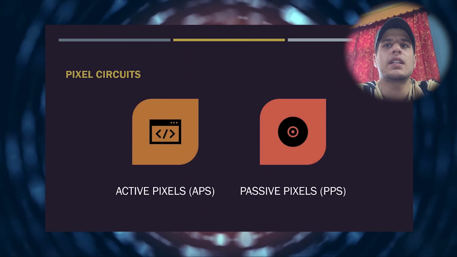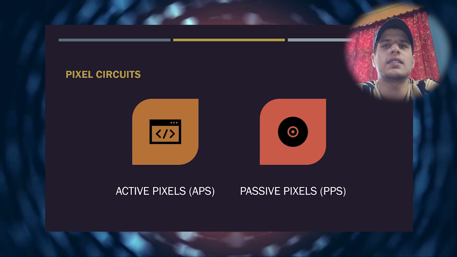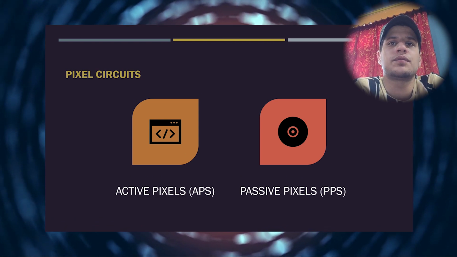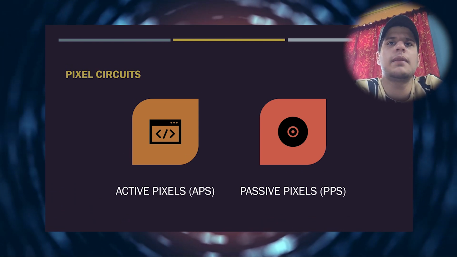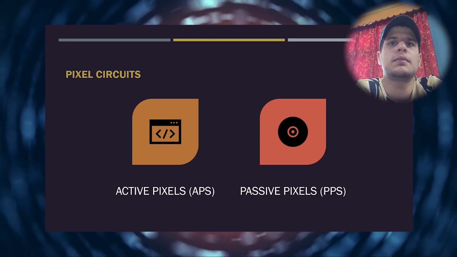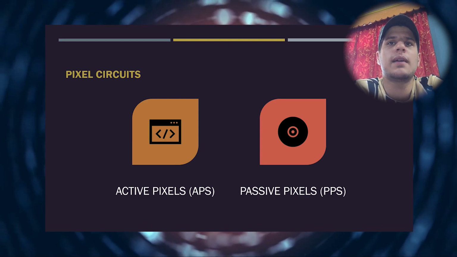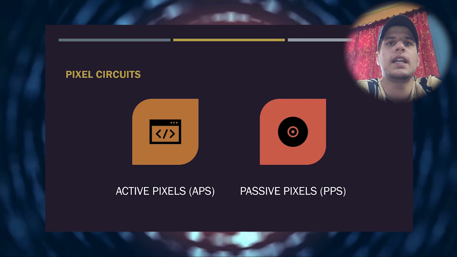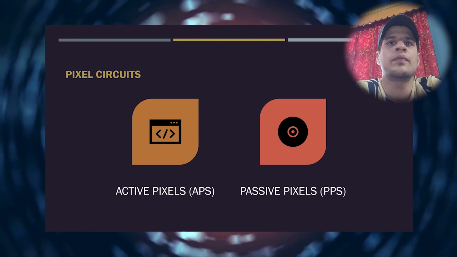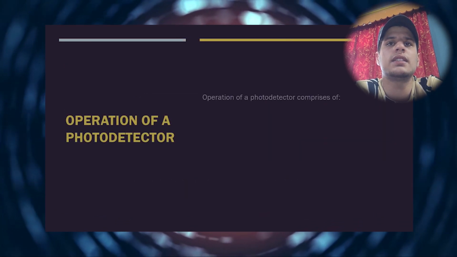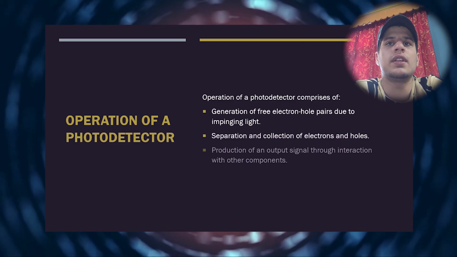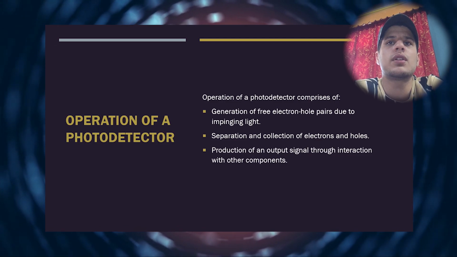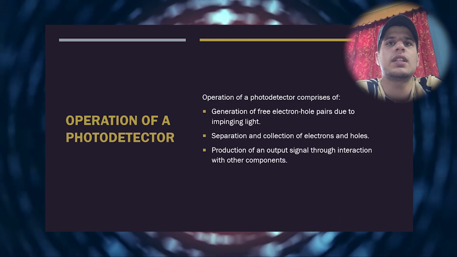Circuits: an APS, that is the active pixel, has 3 transistors in a pixel, while a passive pixel, the PPS, has only 1 transistor. Currently, APS are the predominant devices, although in some cases PPS are also used. The in-pixel amplifier in APS enables non-destructive read of the photodiode charge at a faster speed and a generally higher signal-to-noise ratio. Operation of a photodetector comprises generation of free electron-hole pairs due to impinging light, separation and collection of electrons and holes, and production of an output signal through interaction with other components.